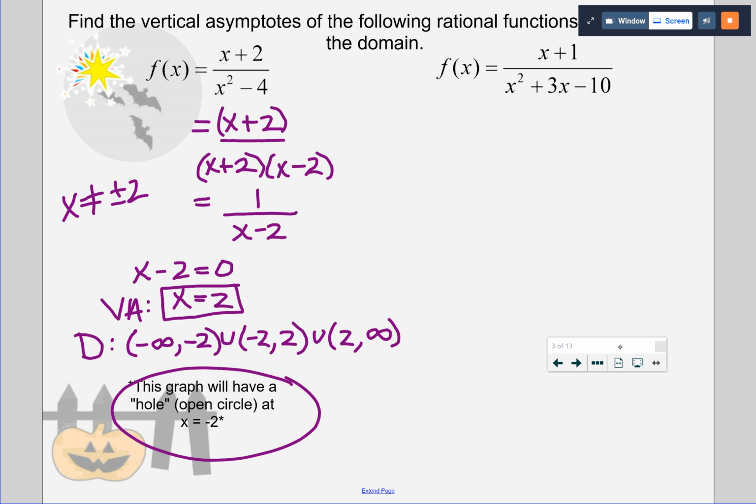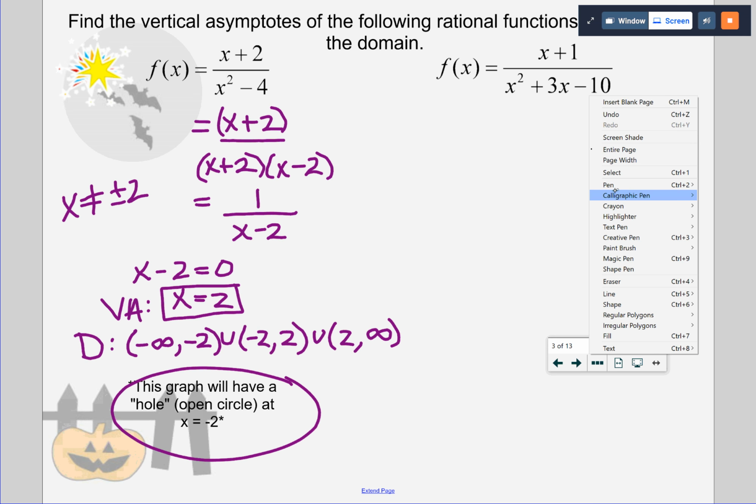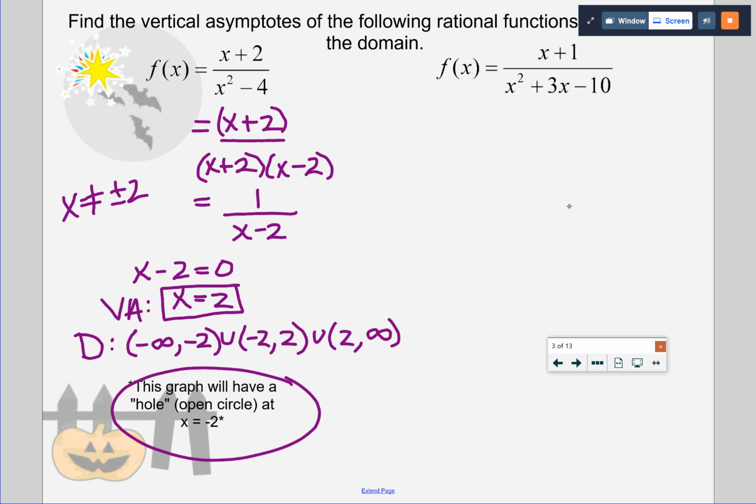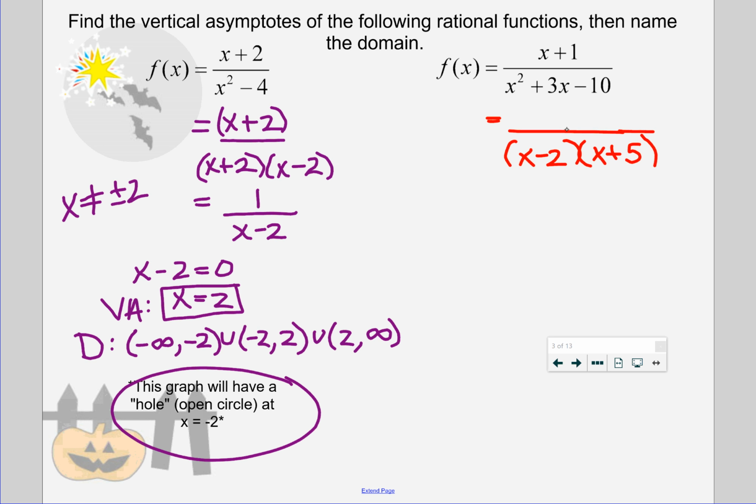x plus 1 over x squared plus 3x minus 10. Does my numerator factor? What would it factor to if I factor my denominator? You're right. x minus 2 and x plus 5. And then the numerator is linear, right? So just x plus 1. Put in parentheses and make it pretty if you want. Do we have any common factors?